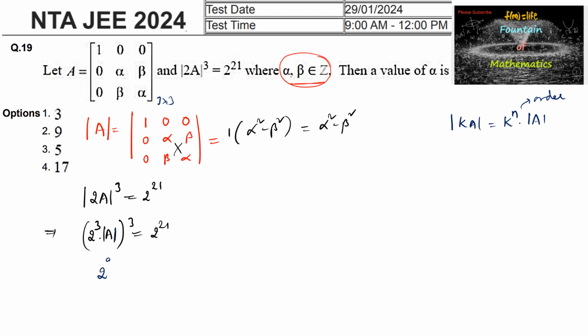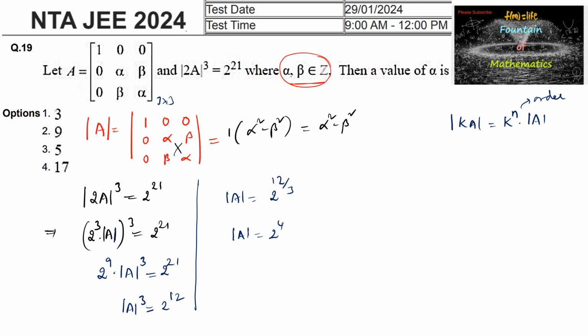So that is 2 to the power of 9 into (det A) whole power 3 is equal to 2 to the power 21, or (det A) whole power 3 is equal to 2 to the power of 12. Or we can write determinant of A is equal to 2 to the power of 12 divided by 3. So det A is equal to 2 to the power 4. So that is 16.